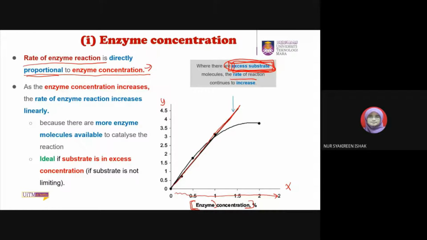So as the enzyme concentration increases, the rate of enzyme reaction increases linearly, or proportionally, because there are more enzyme molecules available to catalyze the reaction. This is ideal if the substrate is in excess. Substrate is not the limiting factor in this case. So you will get a straight graph like this. The rate of reaction is proportional to the enzyme concentration.